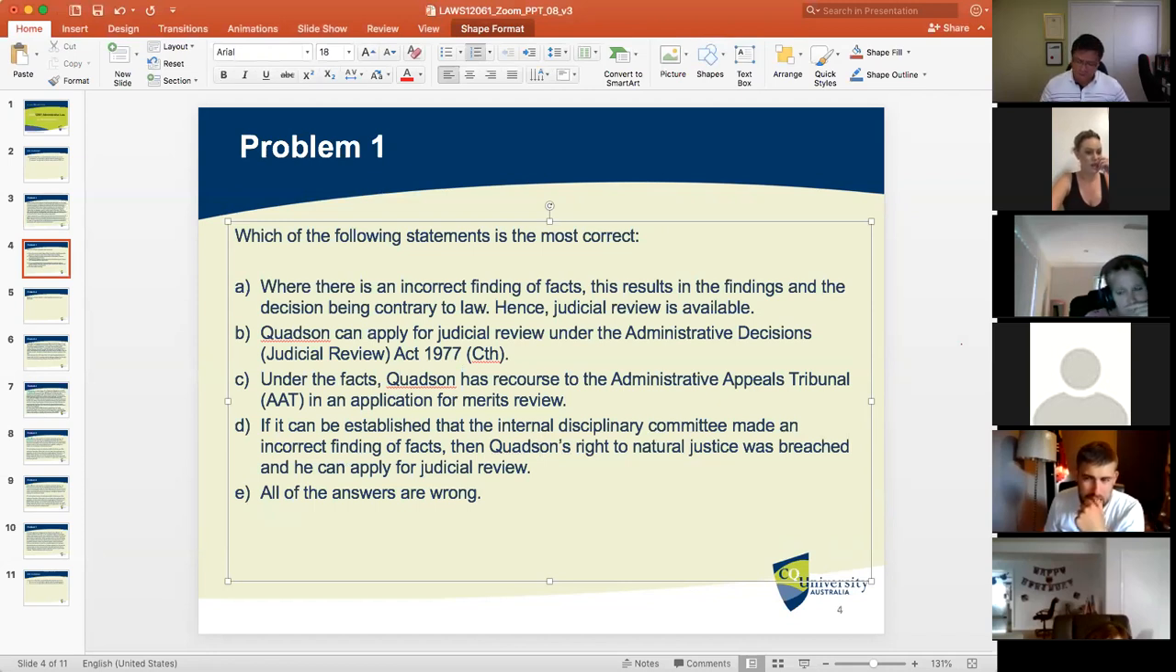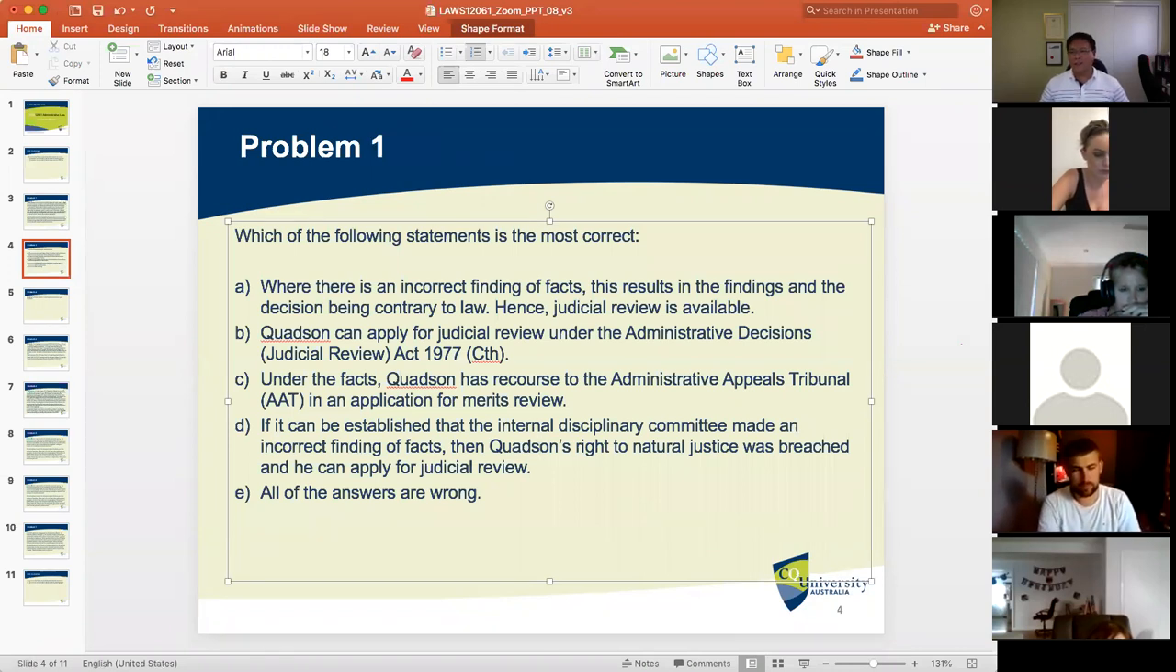Yes, Nicholas. Yeah, I was just going to say C, because as a general rule, judicial review is limited, and we know it's pretty narrow, and it doesn't examine administrative decisions or matters of evidence or facts. That's right. I see.